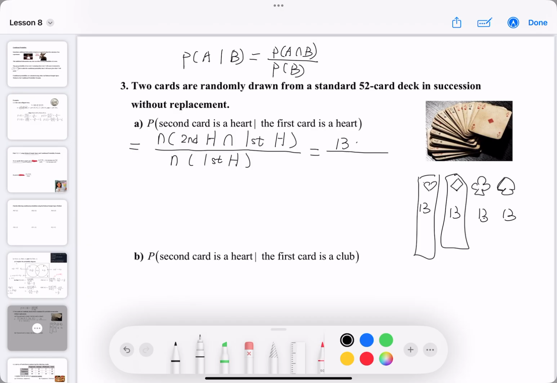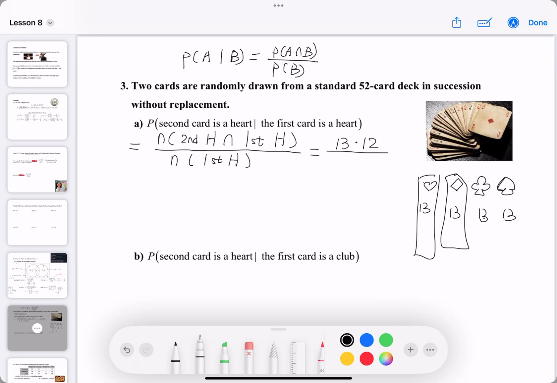My second card: I already chose one heart from the 52 cards, so I only have 12 hearts left. And my second card is also a heart, so I only have 12 heart cards left. I'm going to choose one card from 12 heart cards.